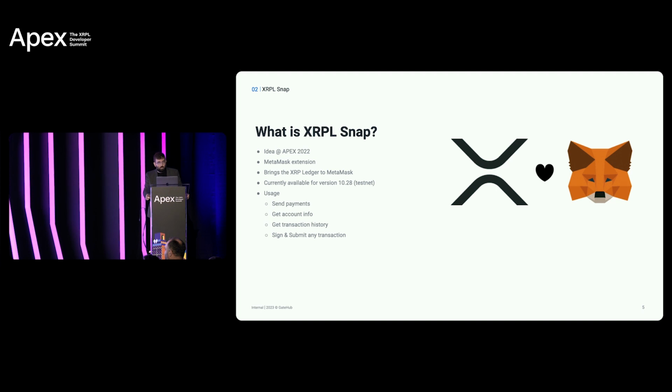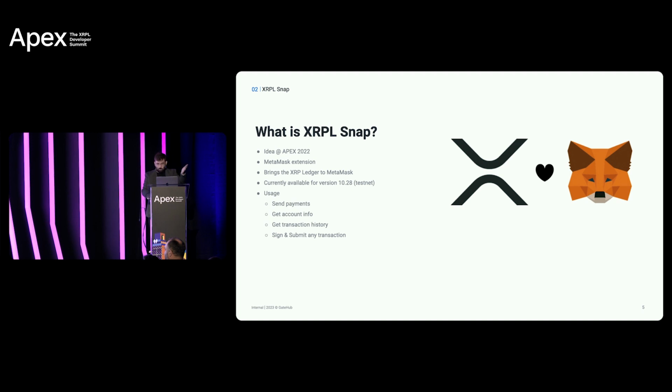Due to some breaking changes that they're introducing probably every week, it's currently available for version 10.28, only for testnet. Some simple usages: you can send payments, get transaction history, submit transactions, and get account info. Basically, you can do everything right out of the box with the XRPL Snap.